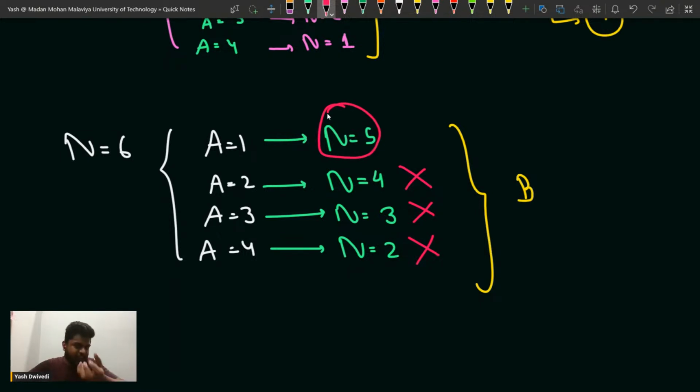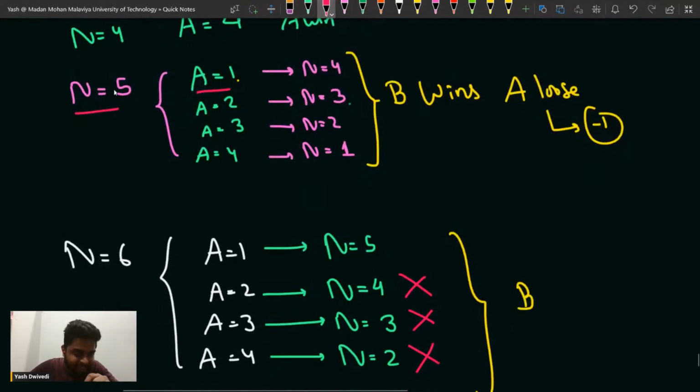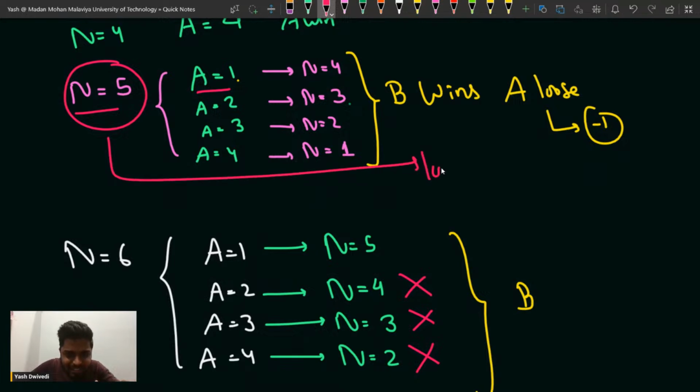If a player gets five matchsticks, understand what happens when n is equal to 5. N is equal to 5 is actually a losing state. Please observe this, because it is kind of a panauti. So n is equal to 5 is a losing state. Why is it a losing state?